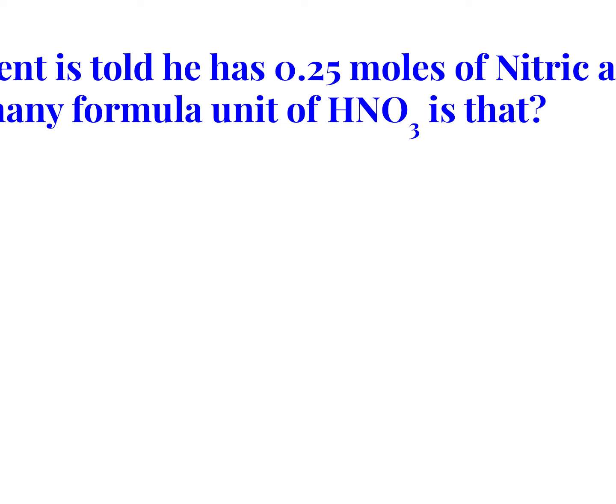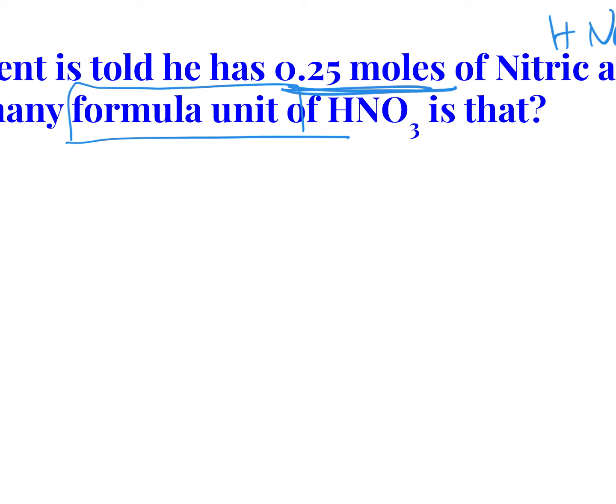Okay, so read this question. We're looking for how many formula unit. We don't care what chemical it is because it's the same chemical. HNO3 is nitric acid. So we're not converting the chemical, we're just converting the unit. We underline what we're given. So with that, step number 1, write down what you're given.